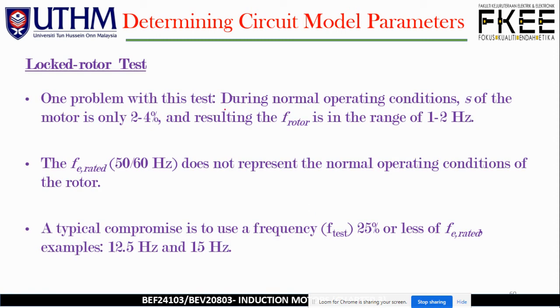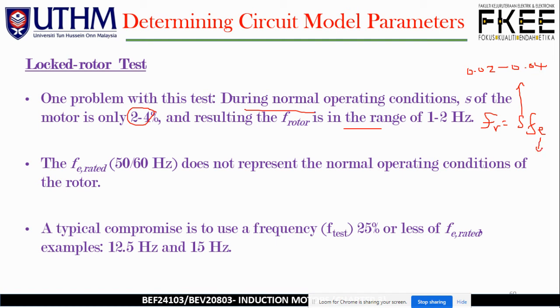So one problem with this test: during normal operating condition, S of the motor is only 2 to 4%, resulting in the rotor frequency being in the range of 1 to 2 Hz. Why does this happen? Because Fr equals S Fe. So the problem is with this value of S, which falls between 0.02 and 0.04, or 2% up to 4%.